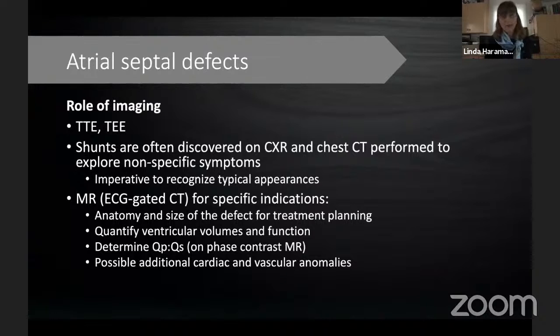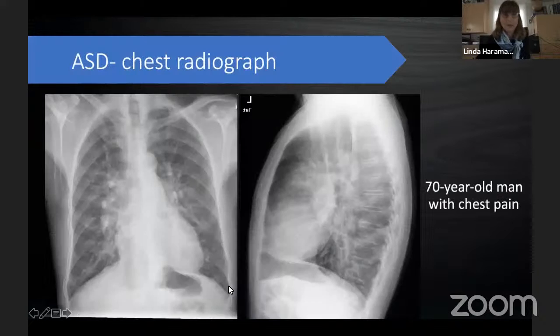And we also have the ability to look for additional cardiac and vascular anomalies, and CT and MRI are particularly valuable when looking at the extracardiac vasculature, which can be anomalous.